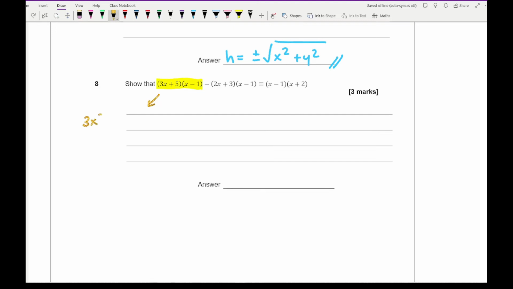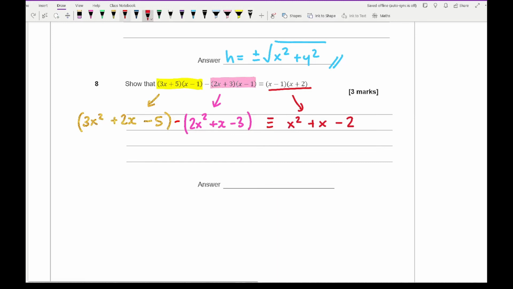So we get 3x squared, and then minus, now I'm probably just going to jump ahead in terms of the marks. I'm just going to simplify in its core form. So that's going to be minus 3x plus 5x, which is plus 2x, and then minus 5. Then let me just stick the minus there, and expanding this pink side, I'm going to end up with 2x squared plus x minus 3. And if I then multiply this out, I get x squared plus x minus 2.